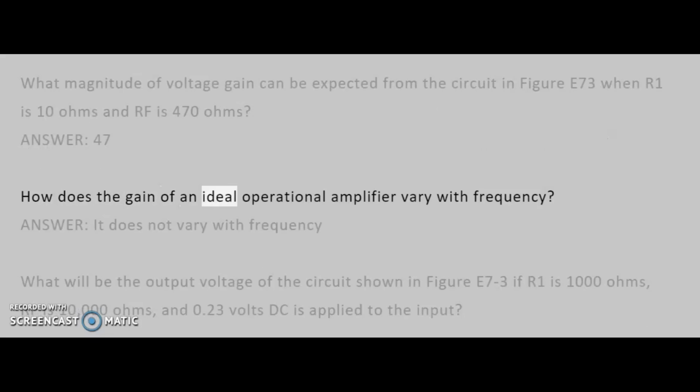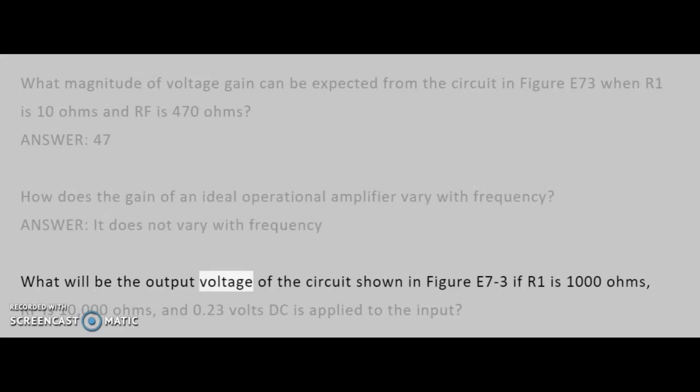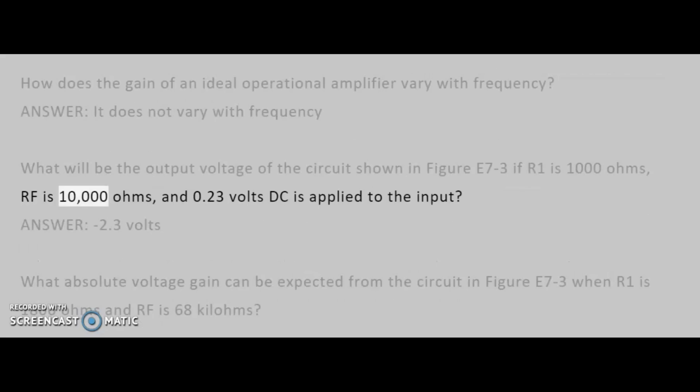How does the gain of an ideal operational amplifier vary with frequency? Answer: it does not vary with frequency. What will be the output voltage of the circuit shown in figure E7-3 if R1 is 1000 ohms, RF is 10,000 ohms, and 0.23 volts DC is applied to the input?